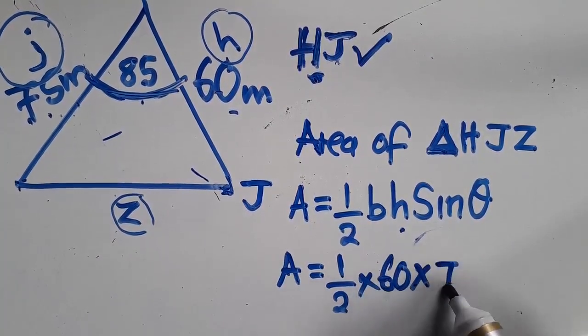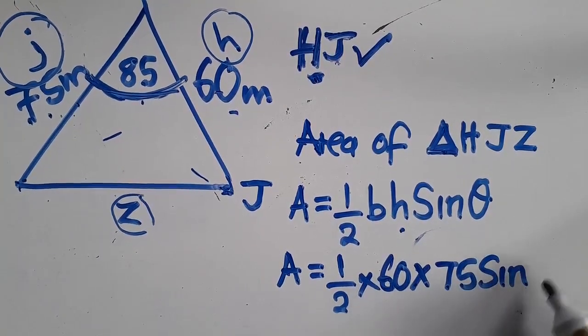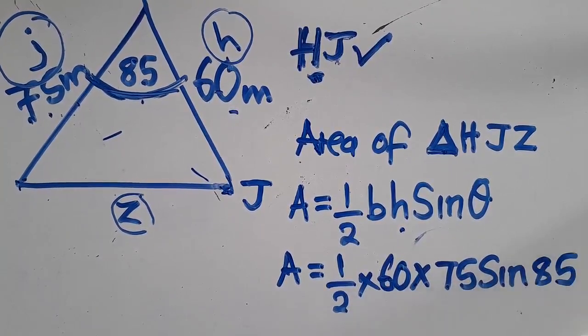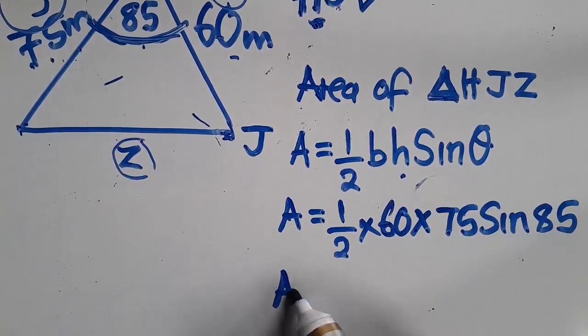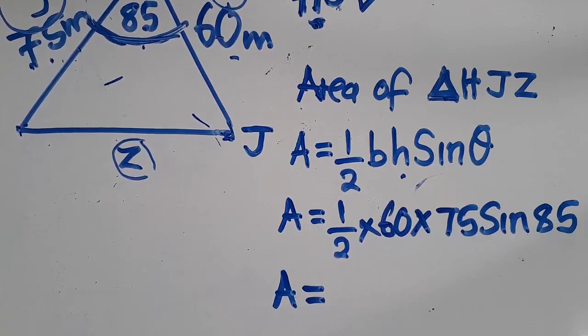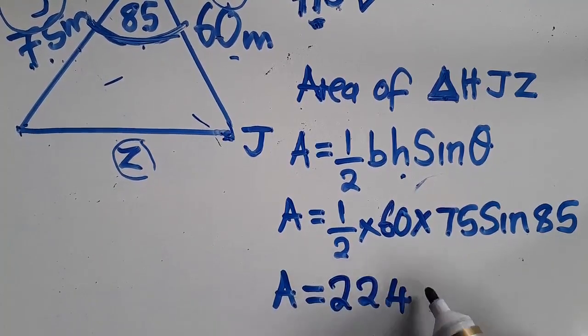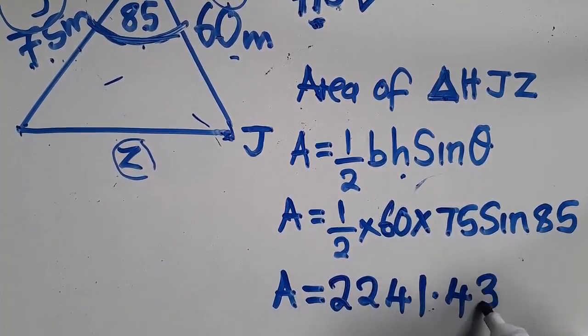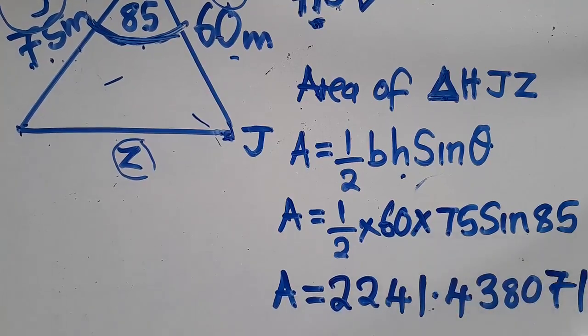So this is 60. You can start with anything. You still find the answer. Sine 85, like this. So what answer are we going to get? 1 over 2, I told you just press 0.5. 0.5 times 60 times 75 sine 85. What answer are you getting? This is the answer that you are getting, which is 2241.43871.